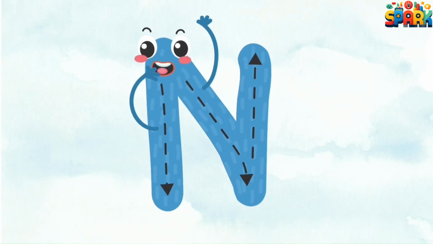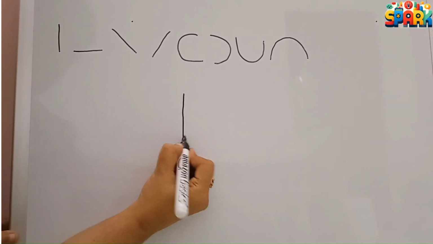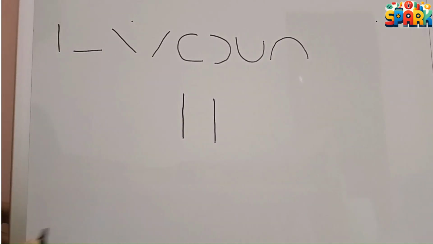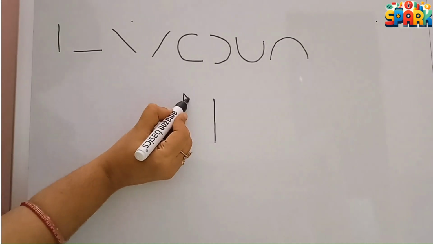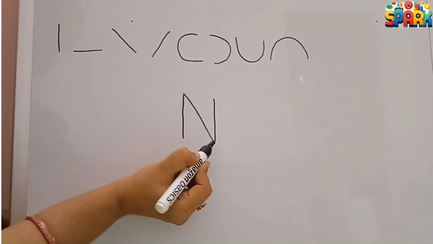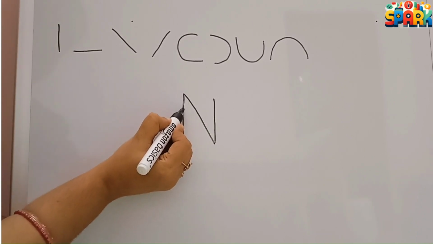This is the letter N. Let's trace it slowly. First draw a standing line. Next draw another standing line like this. Now draw one right slanting line down like this. It's N. Wow children, you are doing great. Give yourself a big clap.